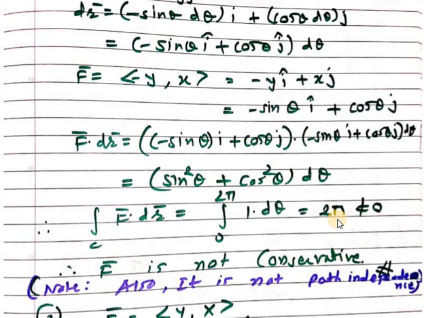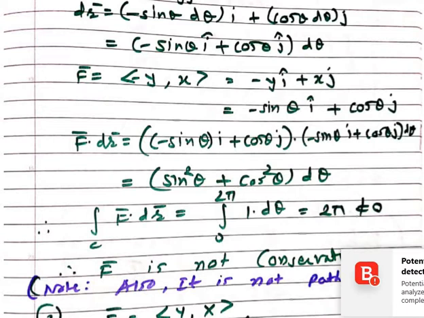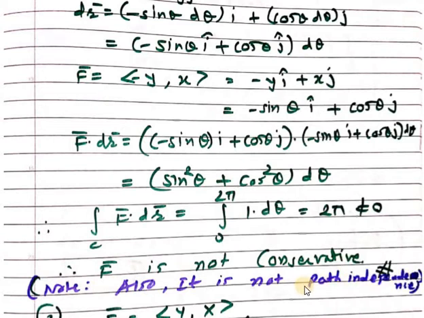That means we get some work done here. The answer is non-zero, so that means F bar is not conservative. Also we can say that it is not path independent. To have path independence, the answer must be 0. If the answer is 0, that means we can say that F bar is conservative.